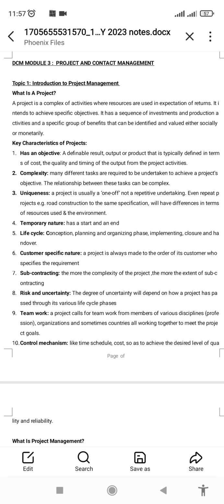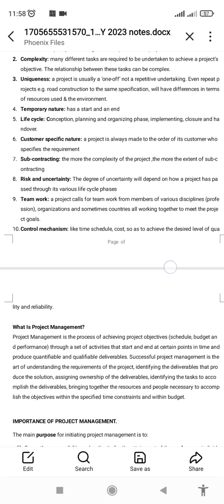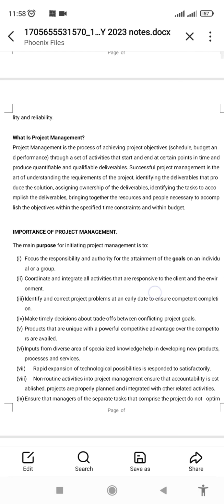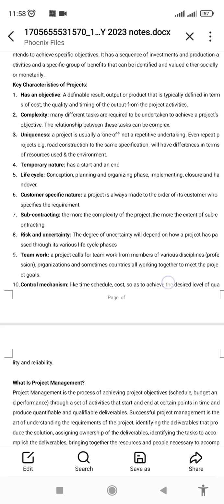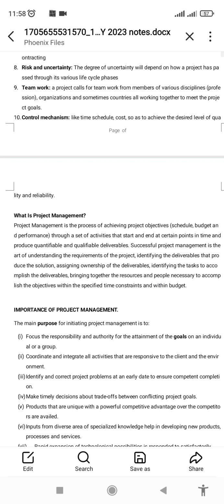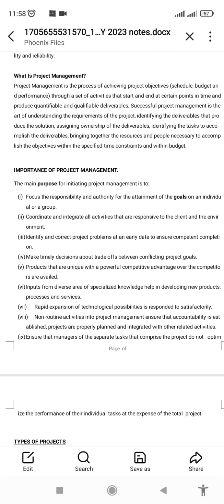So key characteristics of a project, we've said the first point, a project has an objective, then complexity, uniqueness, temporary in nature, life cycle, subcontracting, teamwork, and risk and uncertainty. Then after characteristics of a project, it's good that you take short notes while going through this. Don't just assume. Ensure you make short notes.